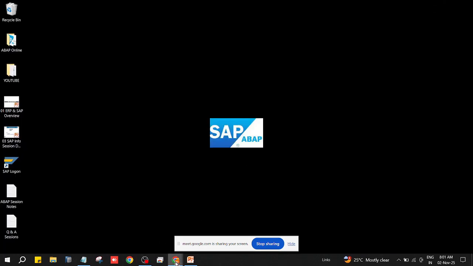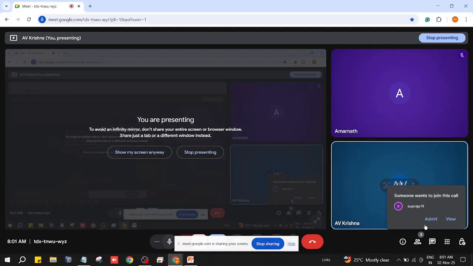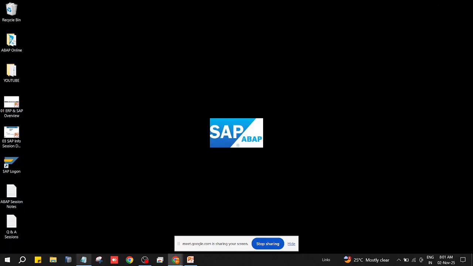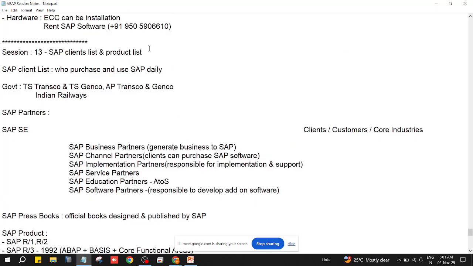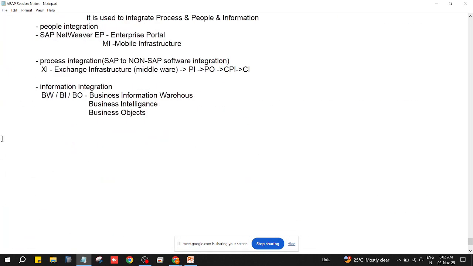Yes, so we continue the next session. Next session, the 14th session, we are going on with the extension to the SAP product list only, the topic going on.